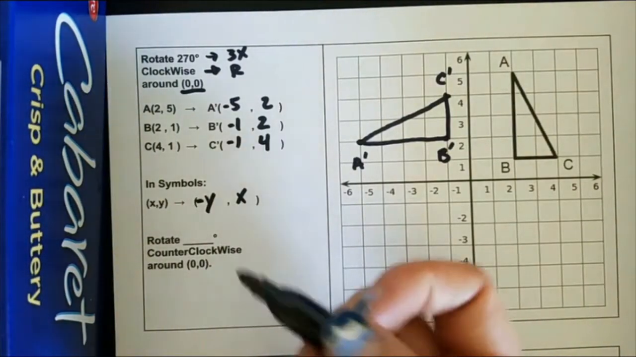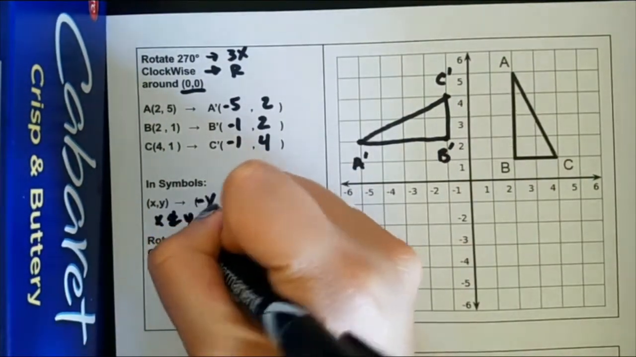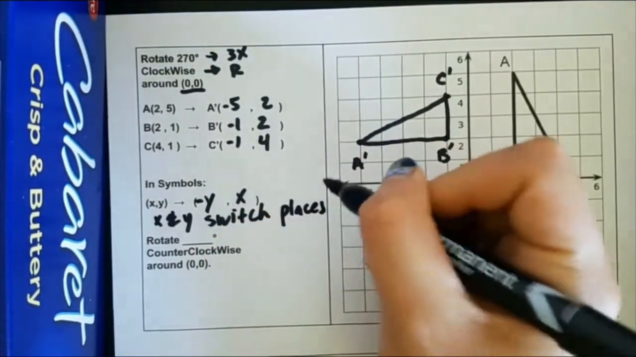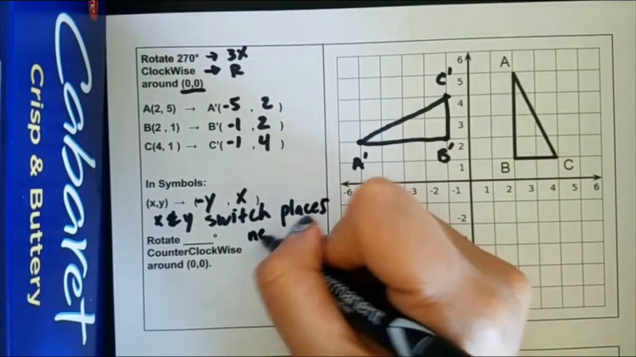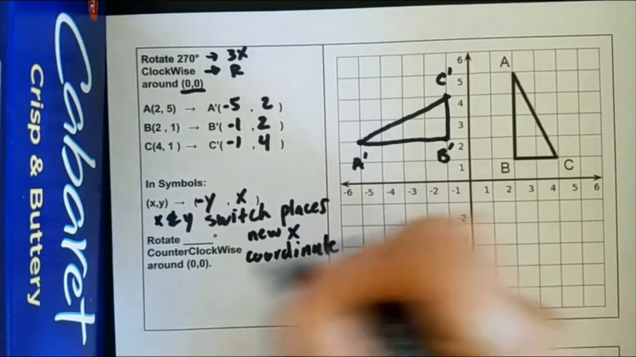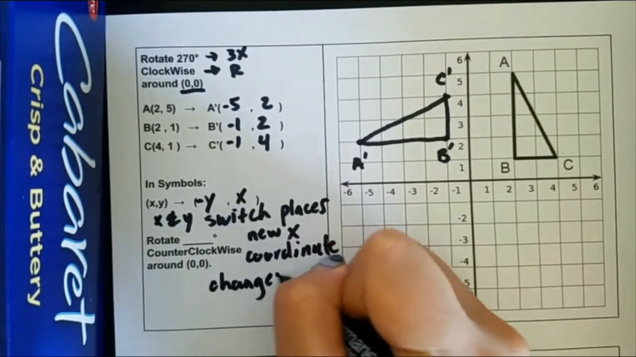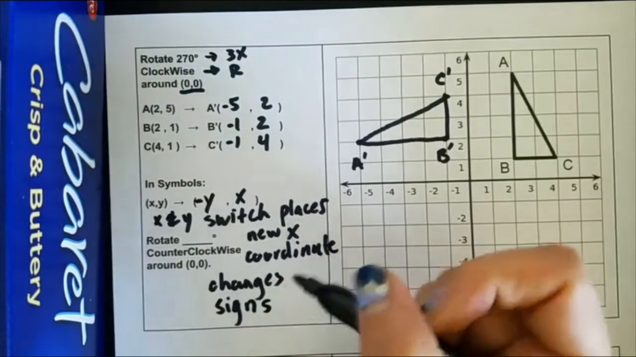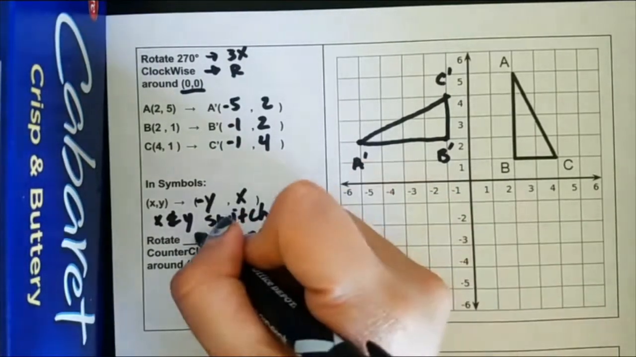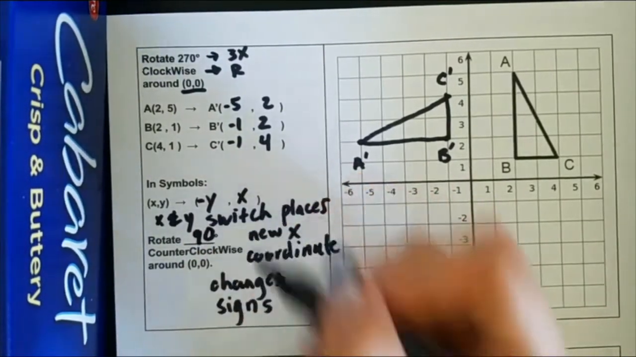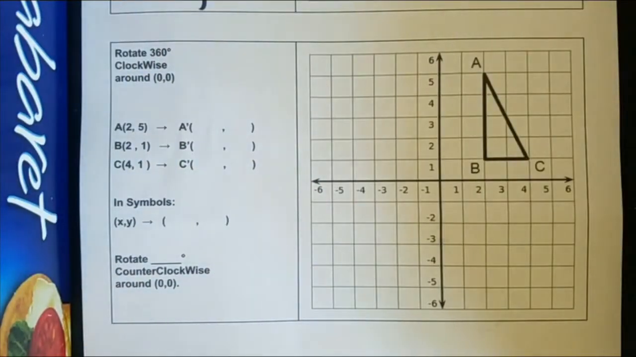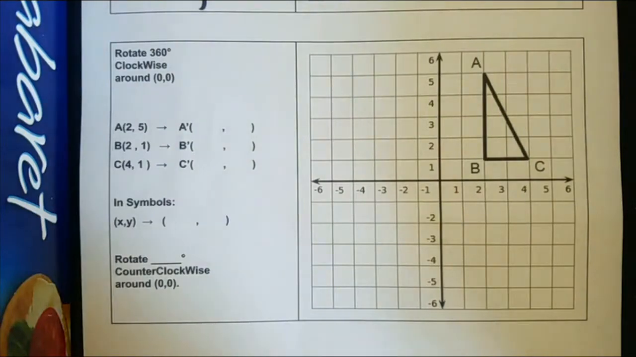So we can write that in words. x and y switch places, and the new x coordinate changes signs. And remember that rotating 270 degrees clockwise is the same as turning it 90 degrees counterclockwise. For our next example, we're going to rotate this triangle 360 degrees clockwise.